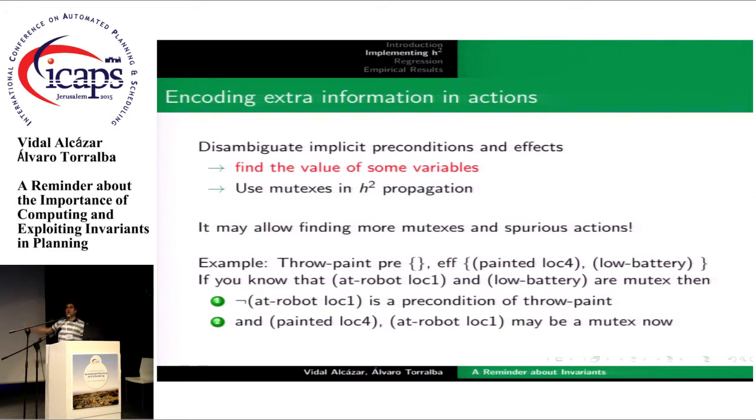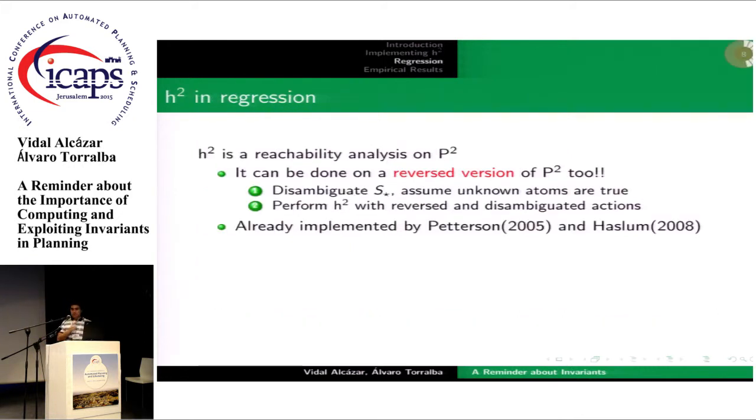In fact, adding all this information to the actions can allow us to find more mutexes, find more actions that are not really applicable, and also can be helpful for some heuristics. Okay. But the main point is that you can not only do h^2, the standard h^2 heuristic, but you can also do h^2 in the backward direction, so h^2 in regression. This has been already done by previous work, by Haslum and Peterson some years ago, in the context of computing heuristics. But here we are just going to use it to find new state invariants of our task.